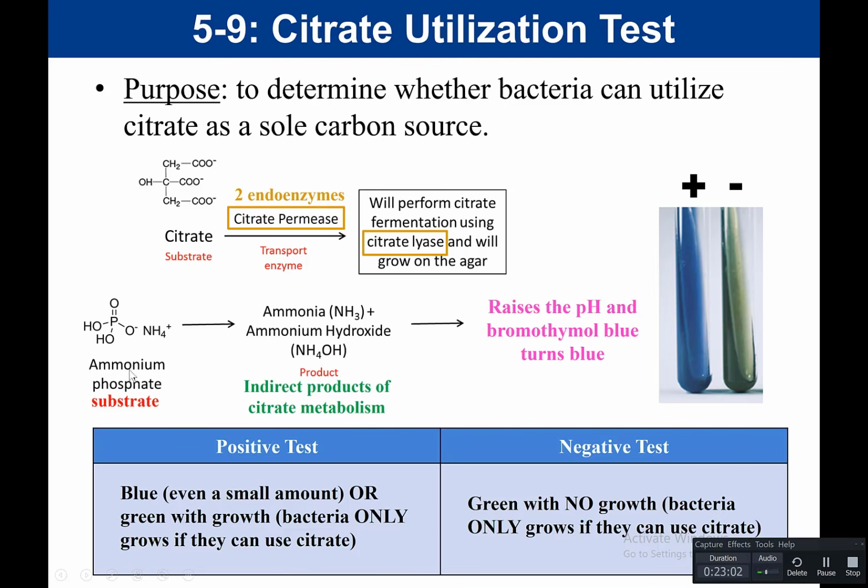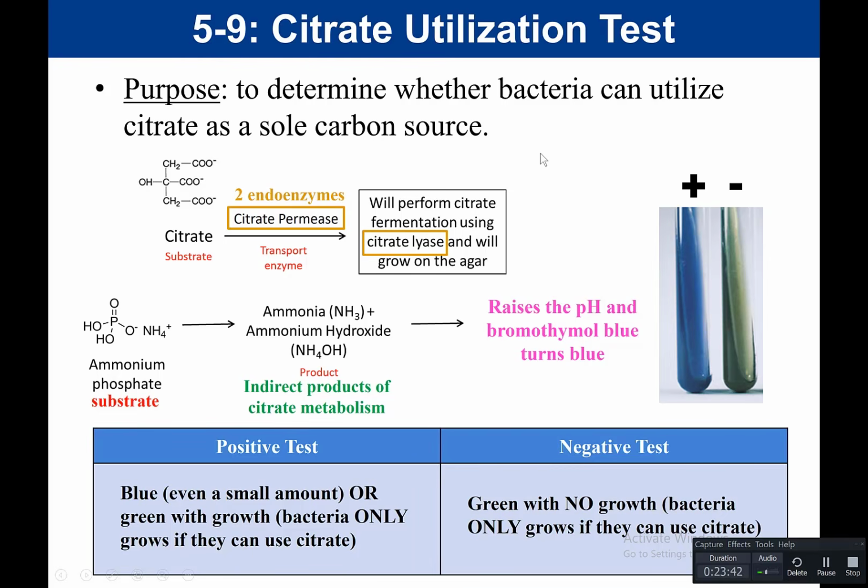And so simultaneously, they will utilize the ammonium phosphate. You don't need to know an enzyme for this part of the process, but you should know that the ammonium phosphate would be utilized by the bacteria and it will produce the products that are detected. The products of this test are the ammonia, the NH3, and the ammonium hydroxide, the NH4OH. These are our products. And again, these are indirect products of the citrate metabolism. We're not detecting the products of citrate metabolism directly.